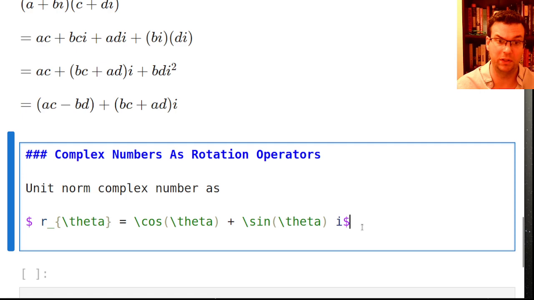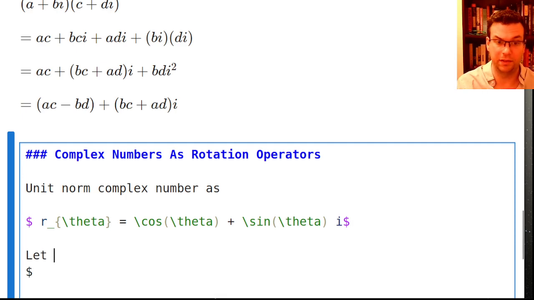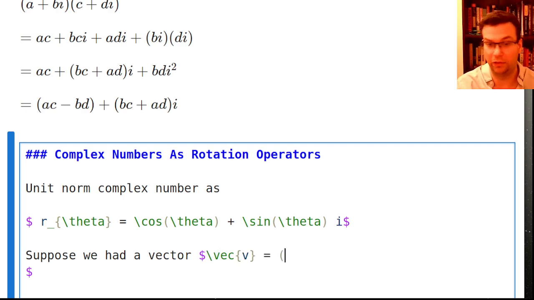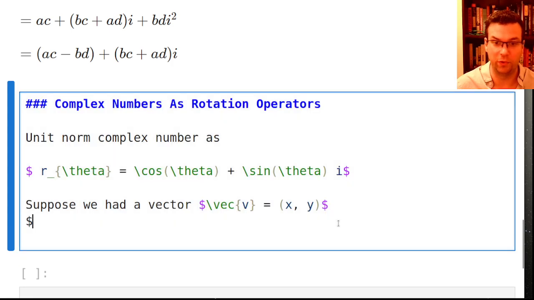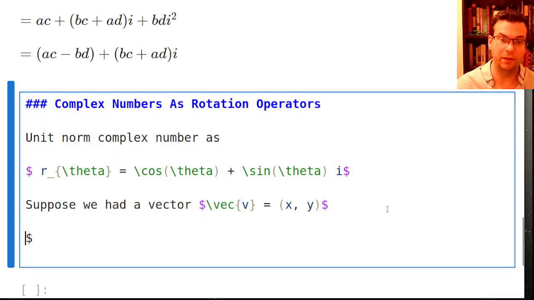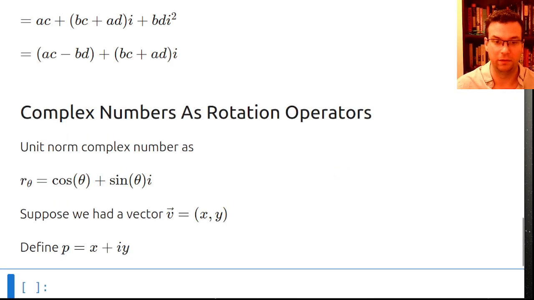Let me make another complex number. Let's suppose we had a vector v equals, so now I'm back in vector land. Let me say I had a vector that had an x component, a y component. X component was x, y component was y. So now let's define some other complex number. I'll call it p equals x plus iy. Okay? So I'm going to go from an ordinary two-dimensional vector, and I'm going to represent the same information, but as a complex number. So I'm going to put the x in the real component. I'm going to put the y in the imaginary component.